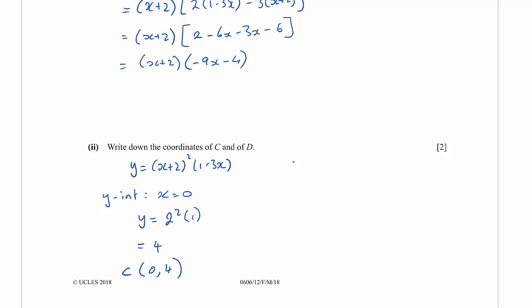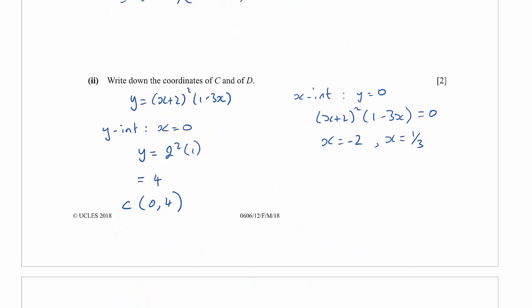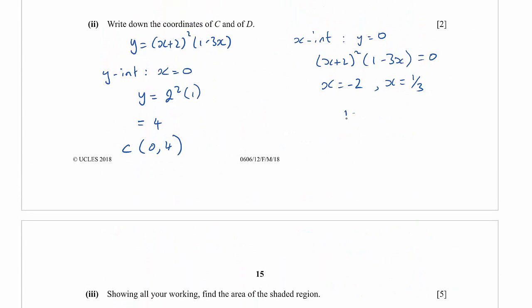And then D is the x-intercept, and that means that y is equal to 0. So we've got (x plus 2) all squared, (1 minus 3x) equals 0, which gives us x is negative 2, or x equals 1/3. And the negative 2 is actually the double root here at A, so it must be at 1/3. So D is the point (1/3, 0).